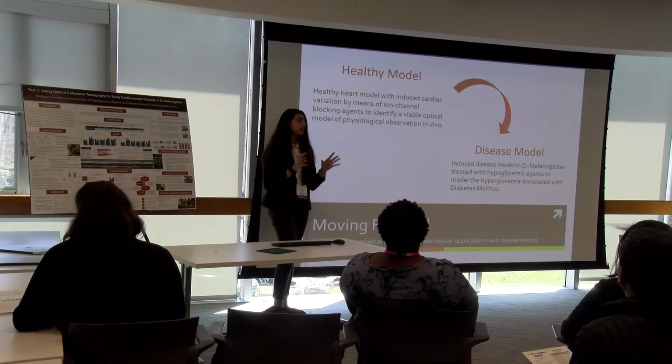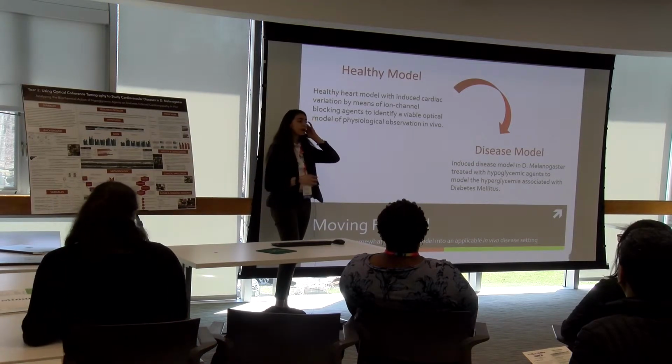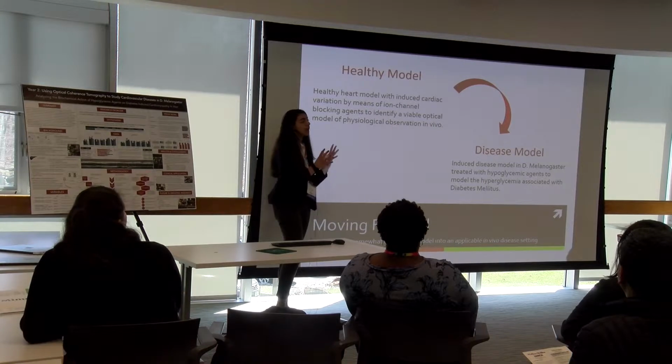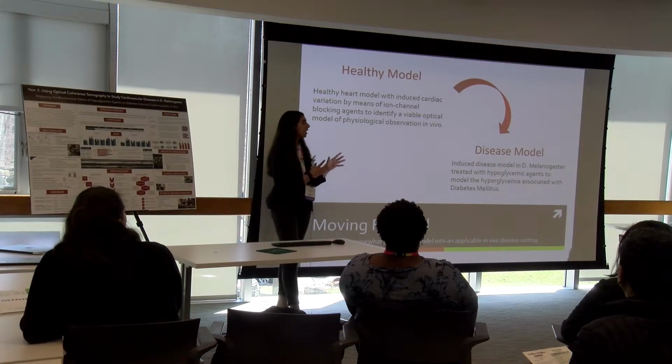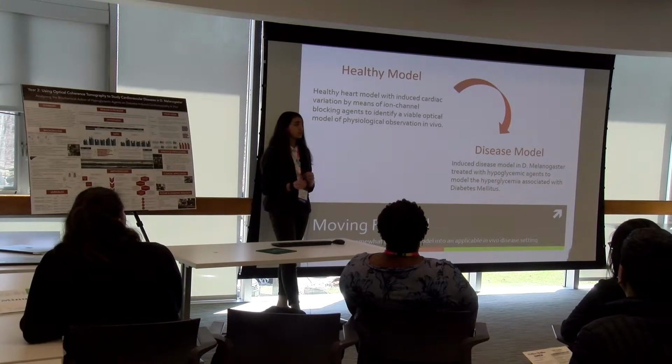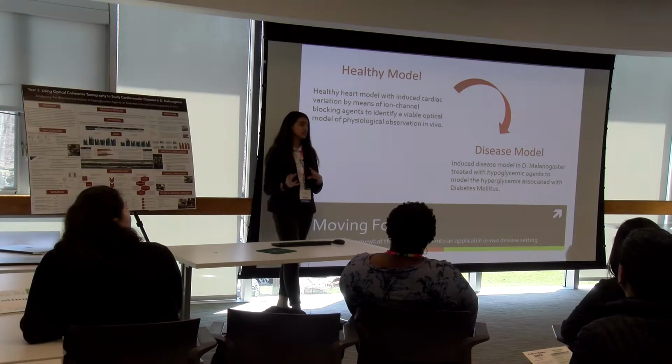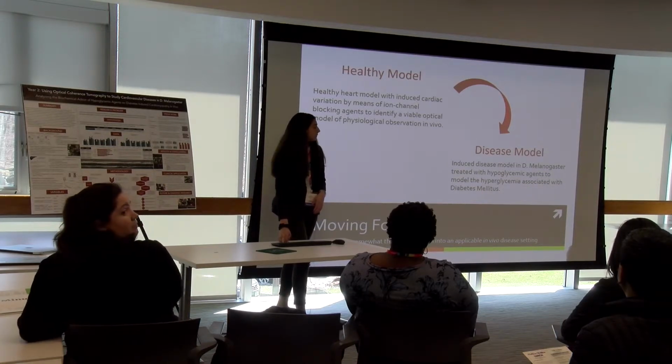So the main transition phase between last year's study and this year's study was moving from a healthy model of disease, in which I used just a healthy fruit fly and altered physiology using antiarrhythmics, to actually move into a disease model. So I worked on inducing diabetes in Drosophila melanogaster, or the common fruit fly. And I was using hypoglycemic agents, or different drugs that lower blood glucose levels, to try and treat this induced condition in the model organism.